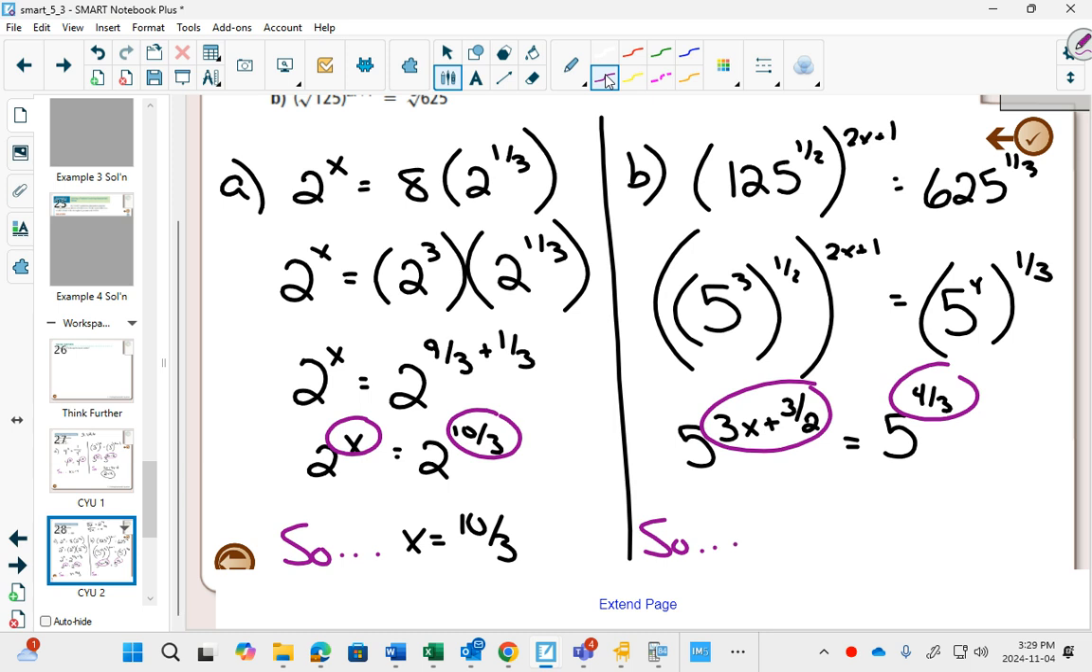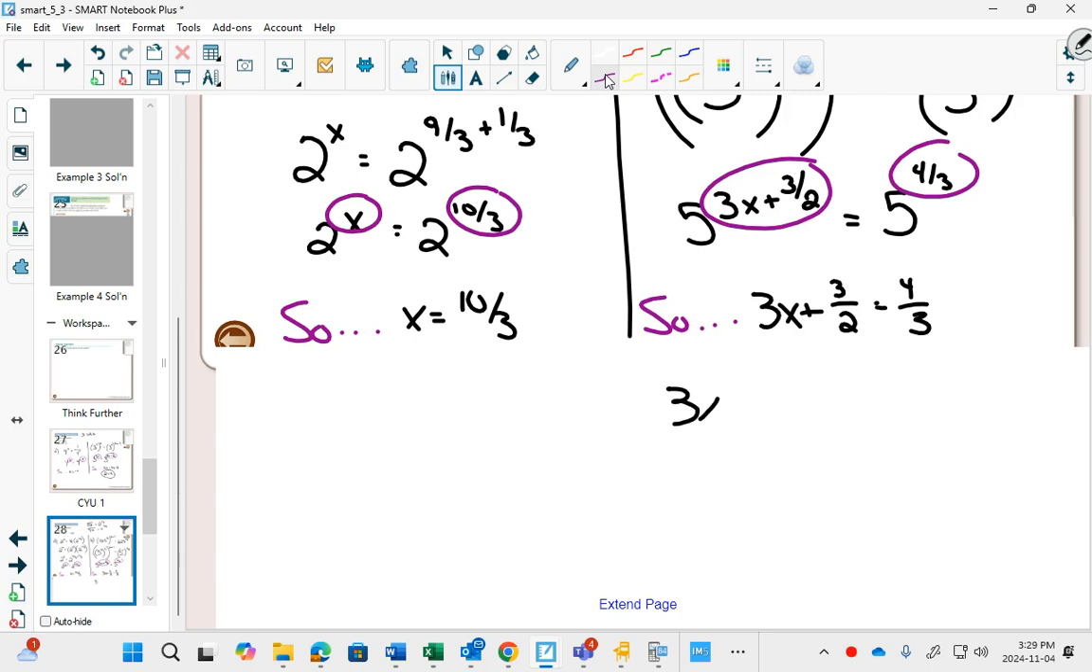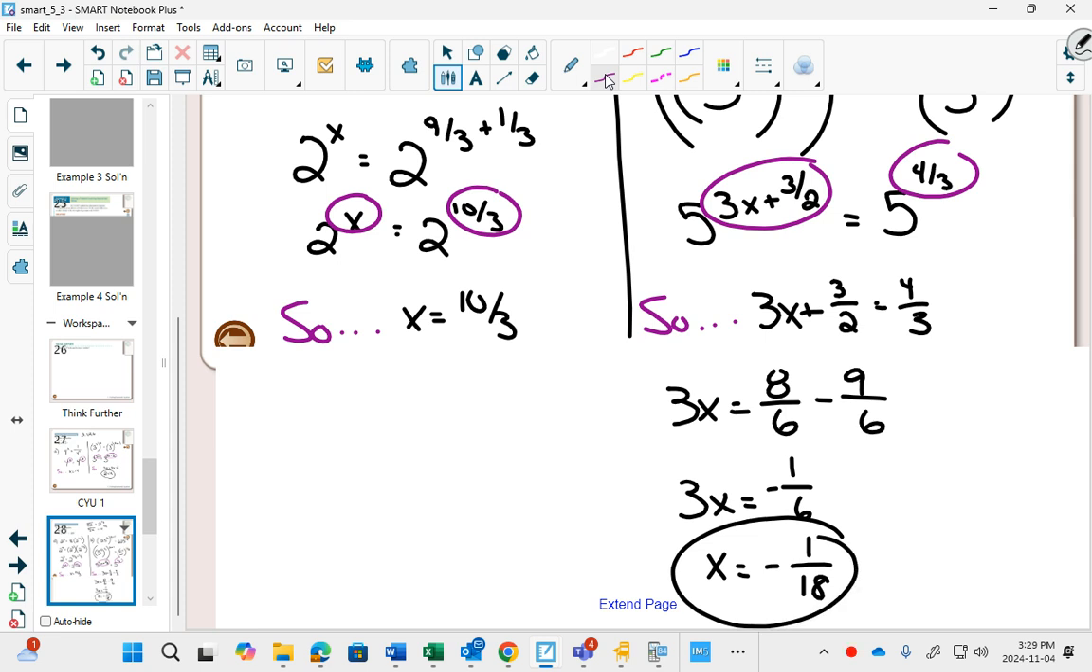So 3x plus 3/2 has to equal 4/3. If I subtract, I'm going to need a common denominator, so this will be 8/6 minus 9/6. 3x equals negative 1/6. Divide by 3, which is the same as multiplying by 1/3. And we get x is equal to negative 1/18.